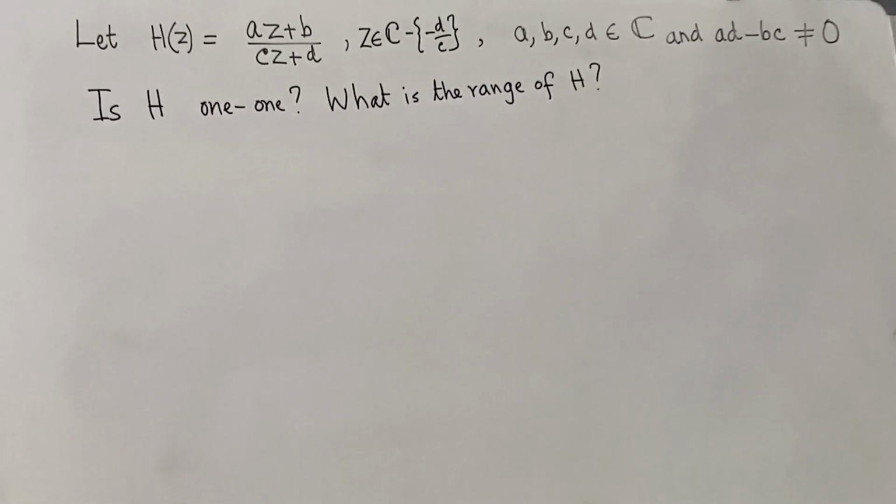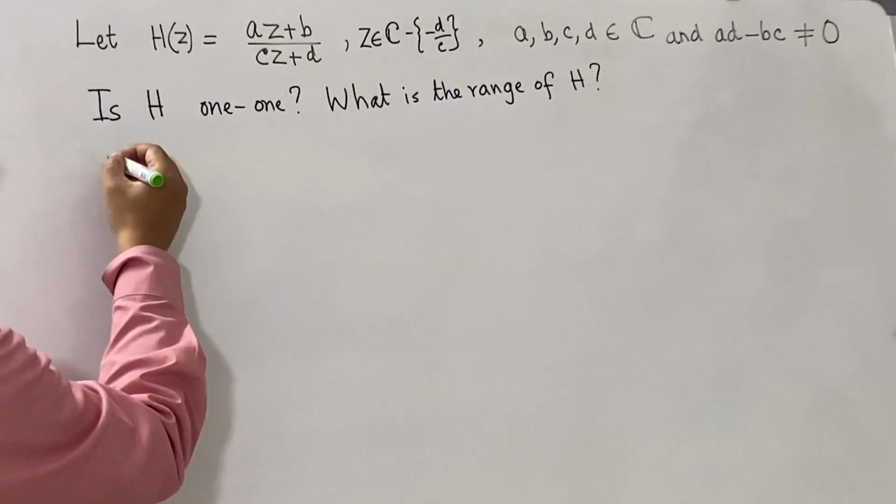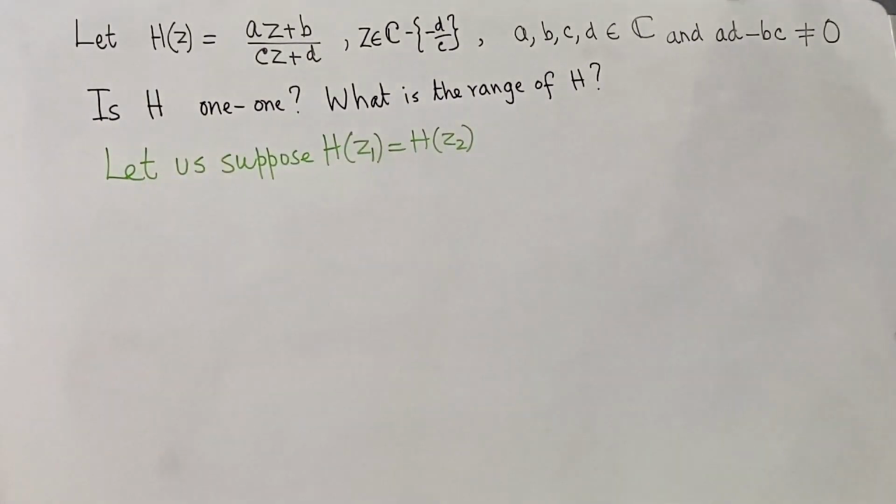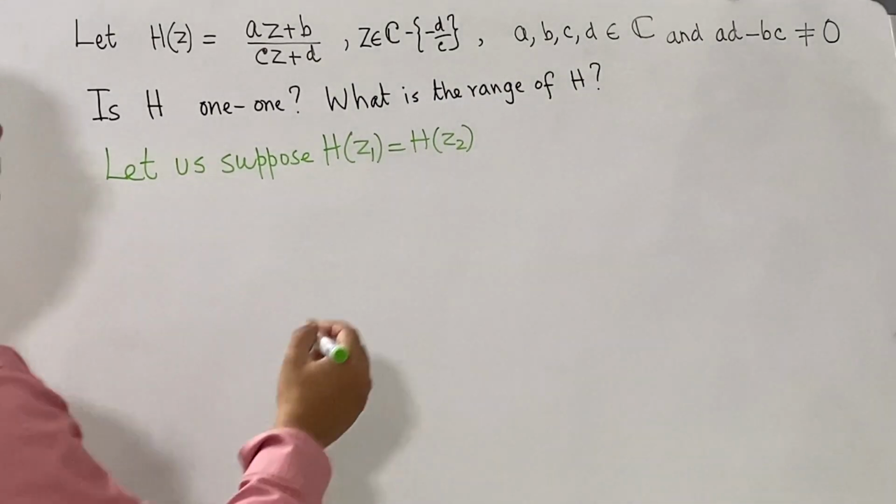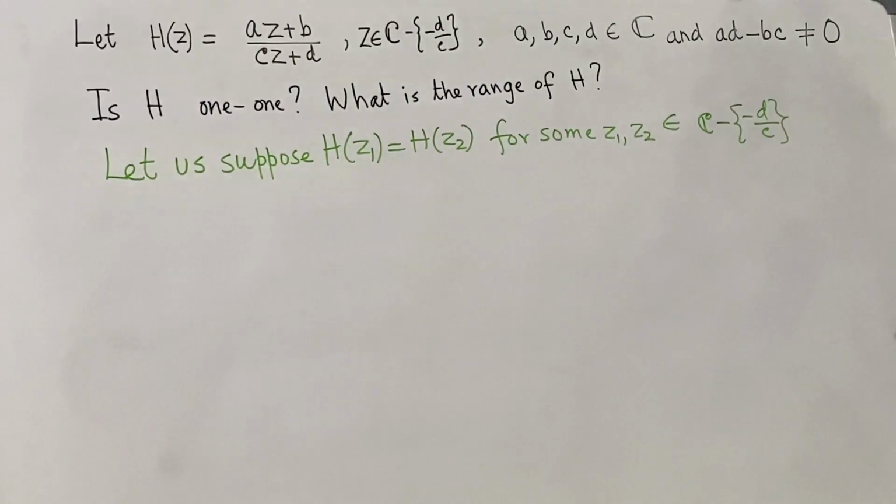To check h is 1-1, let us suppose h(z1) is equal to h(z2) for some z1, z2 which belongs to the domain of h, which is C minus the point minus d by c. If h is 1-1, then you would be able to conclude that z1 is equal to z2.